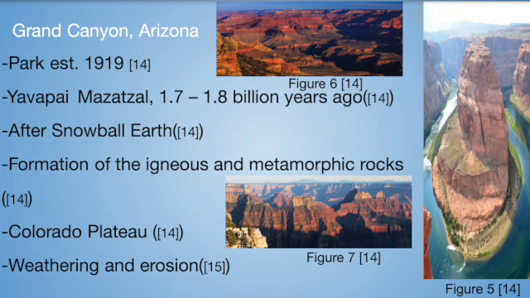After snowball Earth, the glaciers melted, creating oceans that would rise and fall, depositing sand, mud, and ancient seashells, creating limestone, shale, and sandstone. Almost 2 billion years ago came about the formation of the igneous and metamorphic rock of the inner gorge. The uplift of this entire region occurred between 70 and 30 million years ago due to plate tectonics, which elevated and rotated the Colorado Plateau about 1.5 degrees.